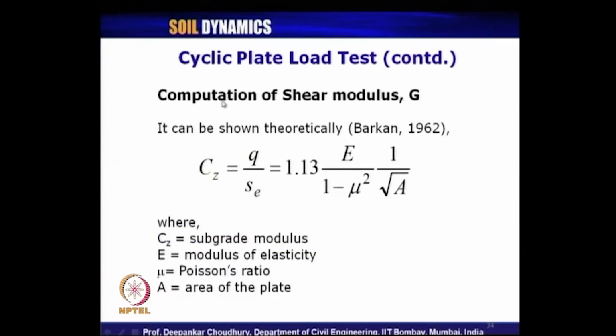Now, how to compute the shear modulus from this cyclic plate load test? It can be shown theoretically, as proposed by Barkan in 1962, that Cz is defined as the subgrade modulus, similar to our static case of soil subgrade modulus. What is subgrade modulus? The unit of subgrade modulus is pressure per unit displacement. In this case, from the cyclic plate load test, the dynamic subgrade modulus we are computing is nothing but the slope of the curve q by SE.